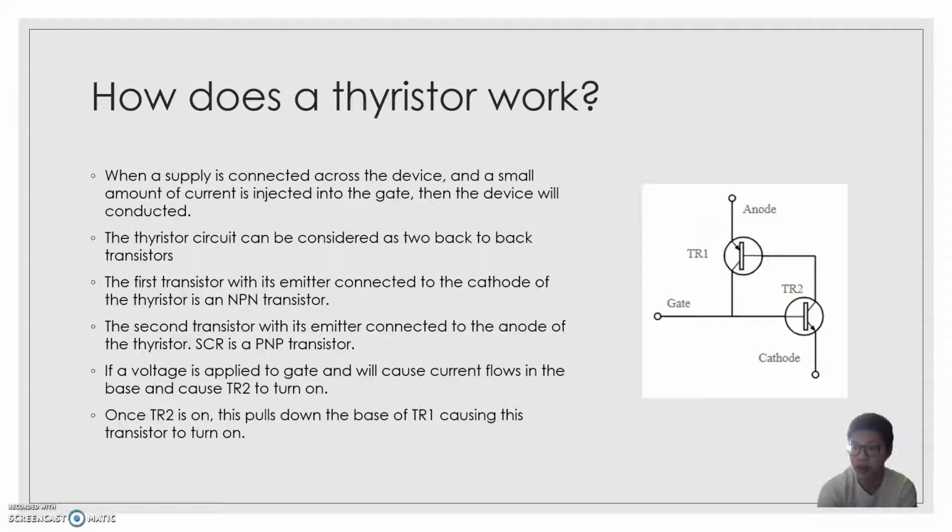Then, based on this figure, we can see that if a voltage is applied to the gate, this will cause current to flow in the base, and this causes TR2 to turn on. Once TR2 is turned on, this pulls down the base of TR1 and causes this transistor to turn on.